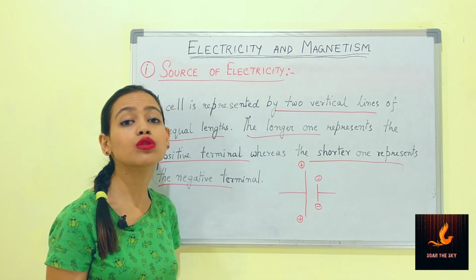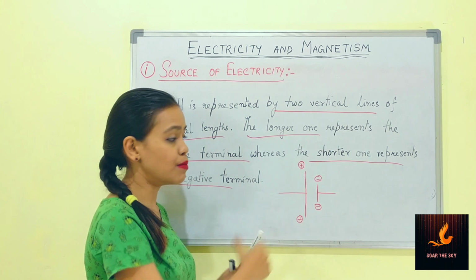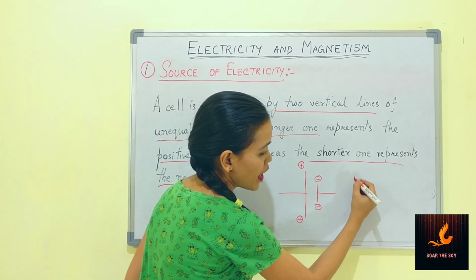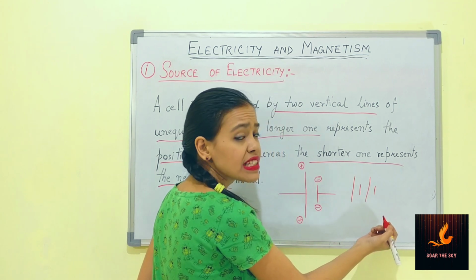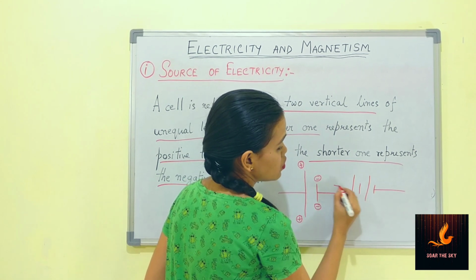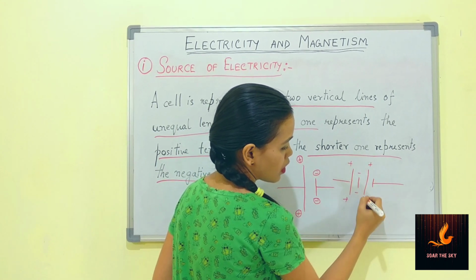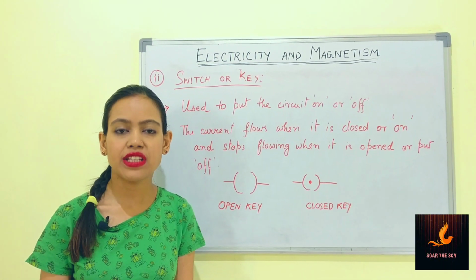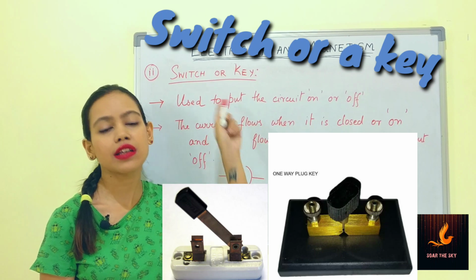Now, if we want to draw the symbol of a battery, this is a single cell symbol. In the same way, 1, 2, 3, 4, depending upon how many cells are being used, we can use this as a symbol of a battery. The second component of an electrical circuit is a switch or a key.